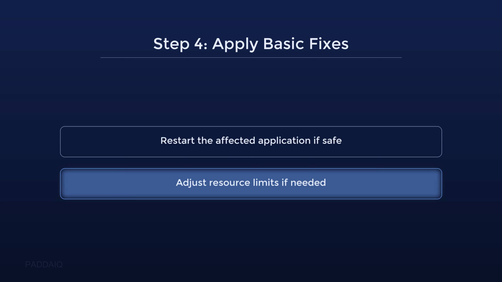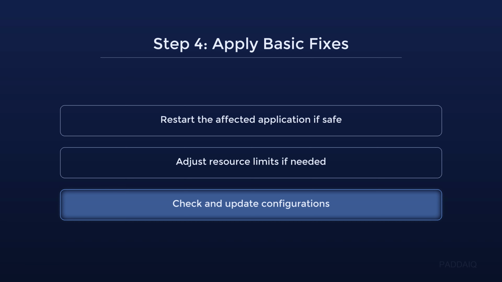Adjust resource limits if needed. This means increasing or decreasing the allowed memory, storage, or processing power for your application or service. For example, if your app is running slowly, you might increase its memory limit to improve performance. Properly setting these limits ensures your solutions run efficiently and reliably.